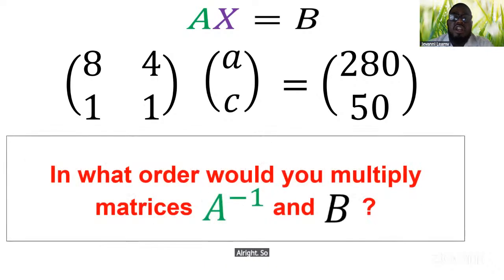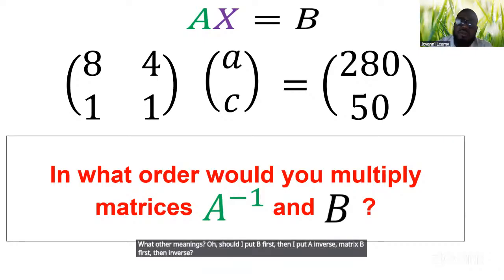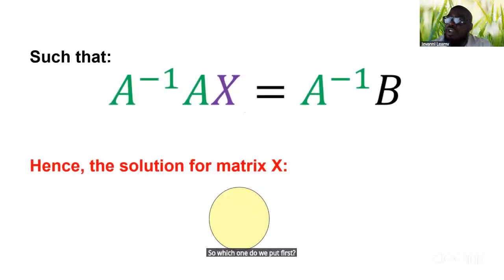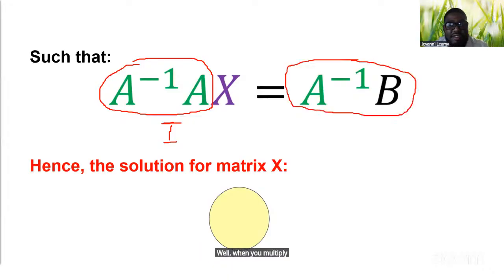So in what order would we multiply the inverse of A and B? What order meaning, should I put B first, then A inverse? Or should I put A inverse and then B, etc.? So which one do we put first? We pre-multiply both sides by A inverse. So when we multiply A inverse by, let me type, when we multiply this, we get I. A inverse multiplied by the matrix A, we get I. But when you multiply the inverse of matrix A by matrix B, we won't get I. We'll actually get our answer.